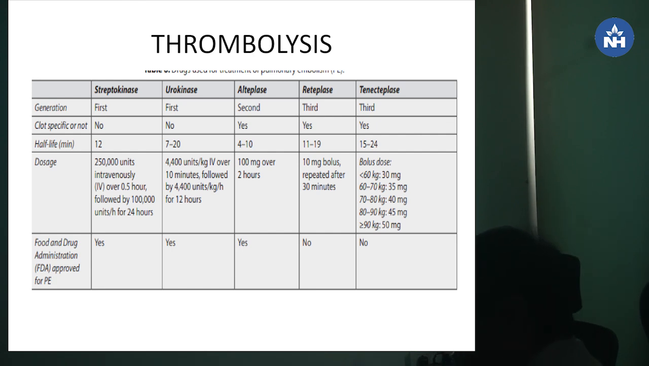Now thrombolytic agents: streptokinase, urokinase, alteplase, reteplase and tenecteplase. But among them, FDA approved is only three: streptokinase, urokinase and alteplase. But streptokinase and urokinase are first generation and have multiple complications.